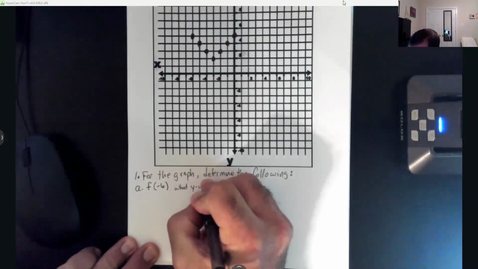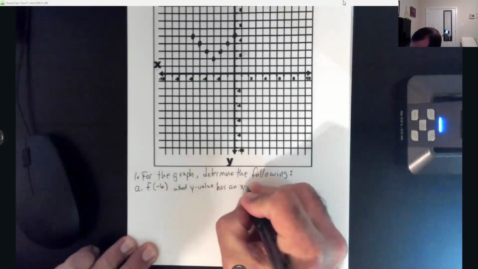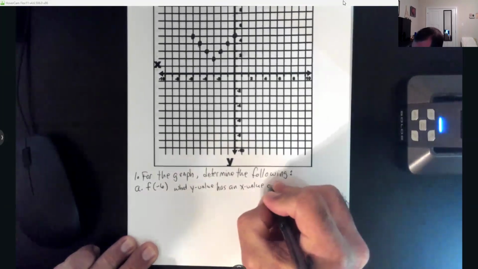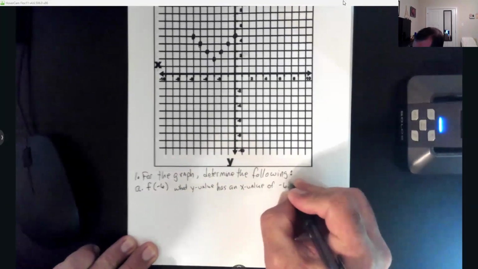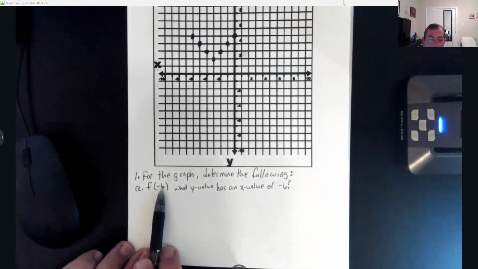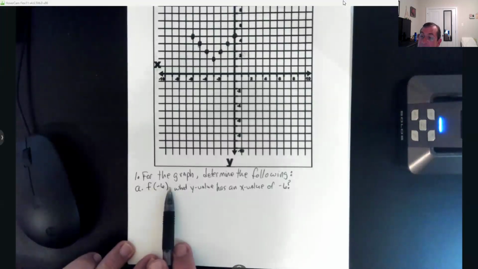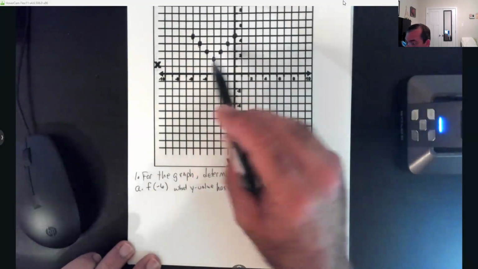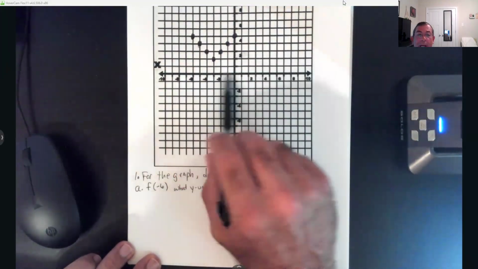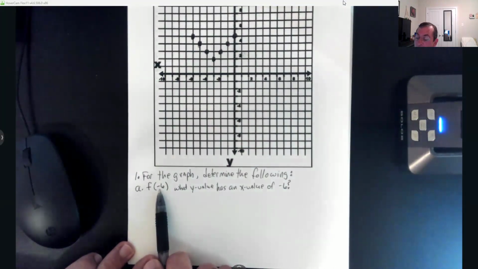what y value has an x value of -6. Okay, so they're giving me the x, and I need to find what y value has that -6 as its coordinate, okay? So remember, this graph here is showing me the relationship between the x and y values. So we need to go find -6 on that x-axis and go straight up until we find our point.